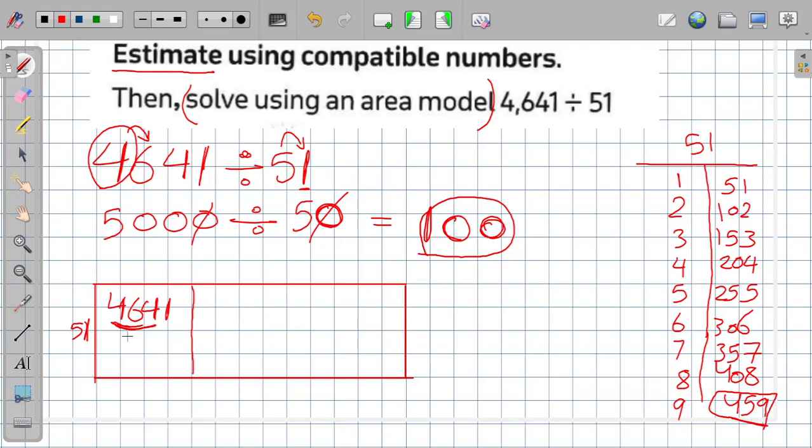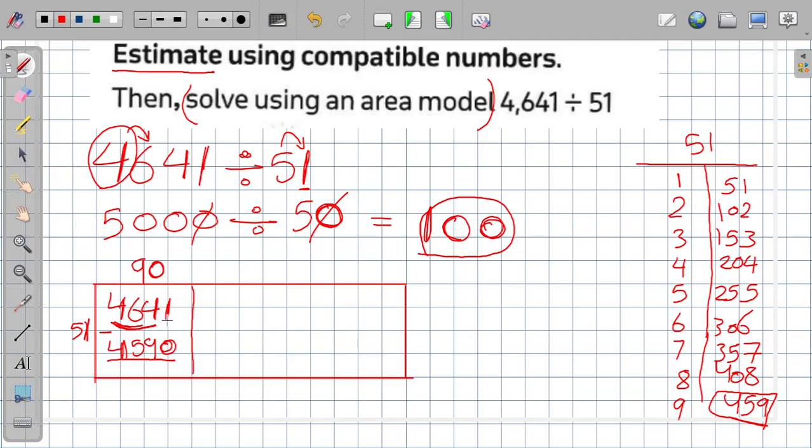Okay. So we will write 459, and I have just one digit here, so I will write 10. Okay. So 459 divided by 51 is 9. And I have 10 here, so I will write 10. Okay. Next, I will subtract the two numbers.